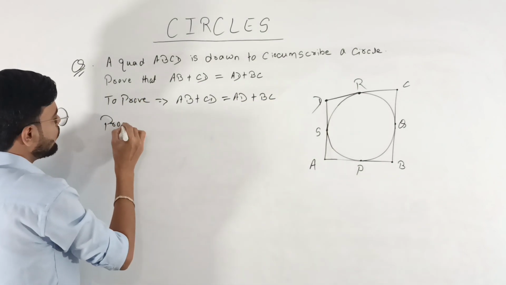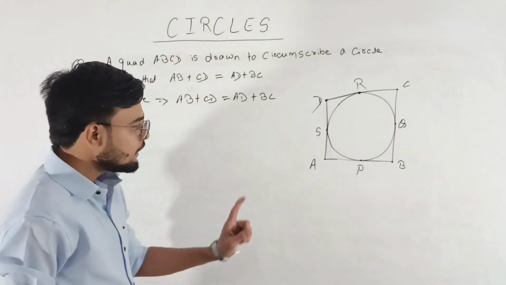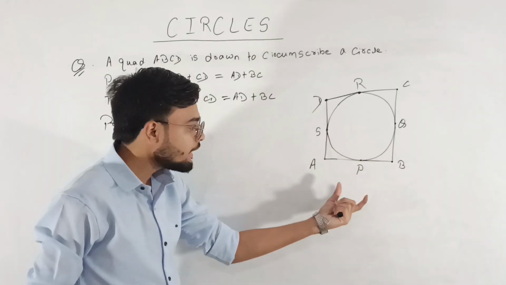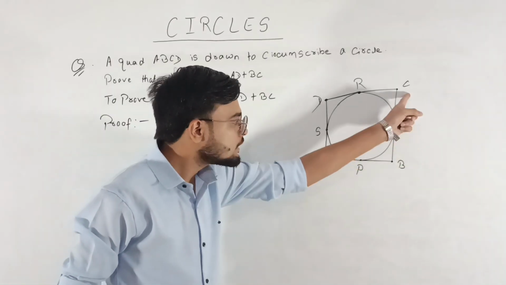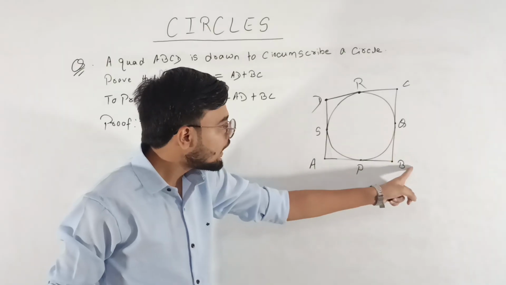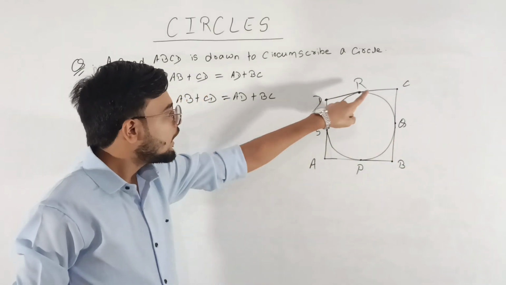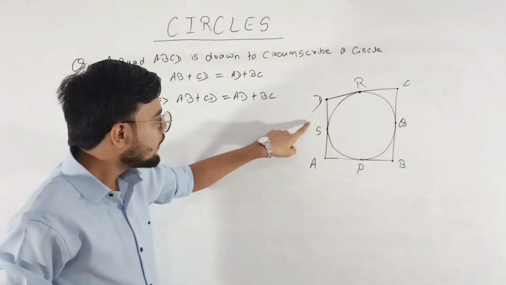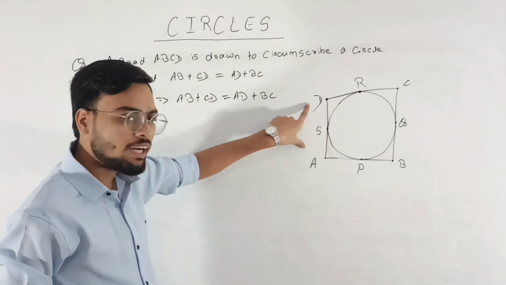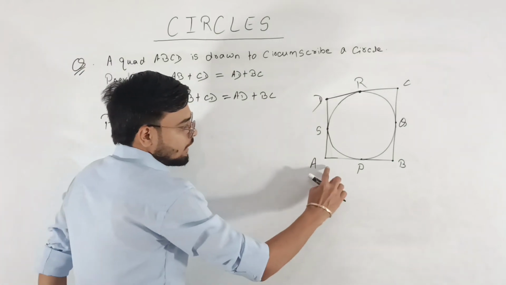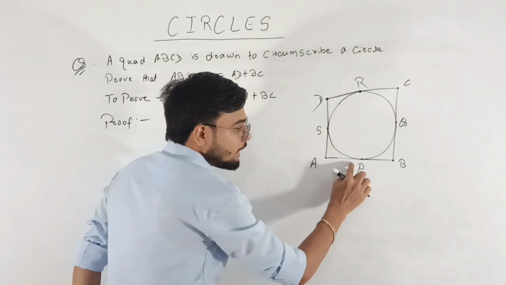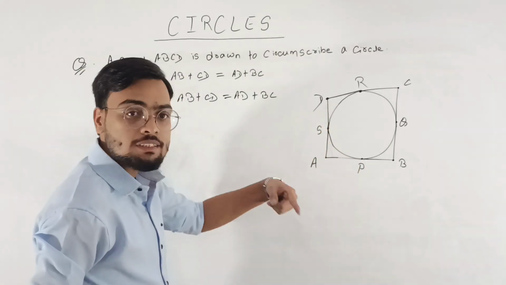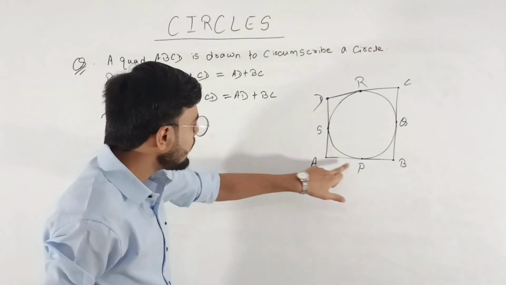So now let's move towards the proof. Now see, this is a point P. Line AB touches this circle at point P, then AB is a tangent. Same, line BC touches this circle at point Q, so line BC is also a tangent. DC again touches the circle at point R, so DC is again a tangent, and DA again touches the circle at point S, so AD is also a tangent. So now look, tangents AP and AS are equal. Why? Because these two tangents are drawn from the same external point A. That's why AP and AS are equal.